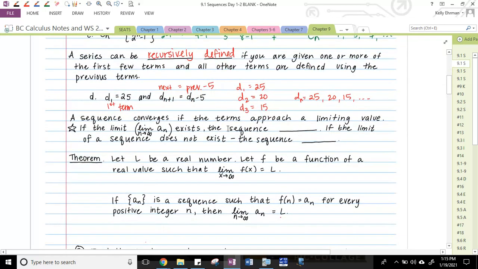Some terminology from last chapter. A sequence converges if the terms approach a limiting value. If the limit as n approaches infinity of a sub n exists, then the sequence converges.